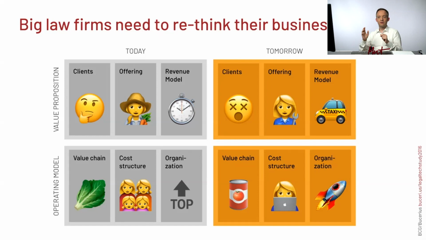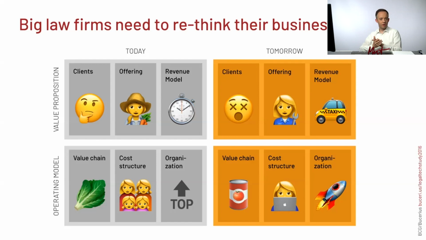On one hand, in the gray, we have what's going on today, or maybe I should say a couple of years ago. Then every business really has a value proposition, and that's what good do they do for you? And then it has an operating model. So how do they work? We look at individual parts of that and contrast what's going on today and what's going on tomorrow. And some of that, of course, is already happening.